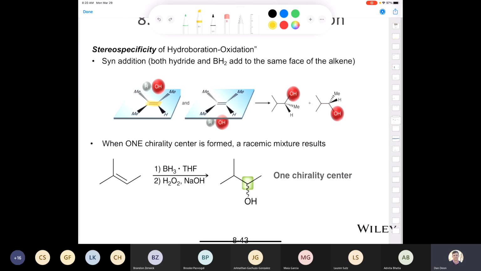Well, since we can get syn addition of the hydrogen and the hydroxyl, they could either add to one face or the other. In that case, you end up with one chiral center, right? And you're like, well, the hydrogen should add to the same face as the hydroxyl. Yeah, but this isn't a chirality center. So in that case, you would just end up with a racemic mixture, a 50-50 mixture of each enantiomer.